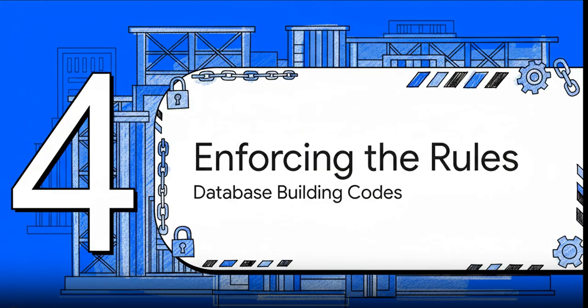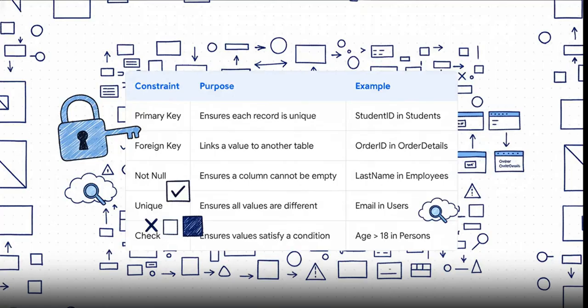Okay, finally, just like any well-built house, a database needs a set of rules that you just can't break. This is what keeps it stable and reliable for years. You can really think of these as the official building codes for your data. In database speak, we call them constraints. And these are some of the most critical building codes you'll ever see.